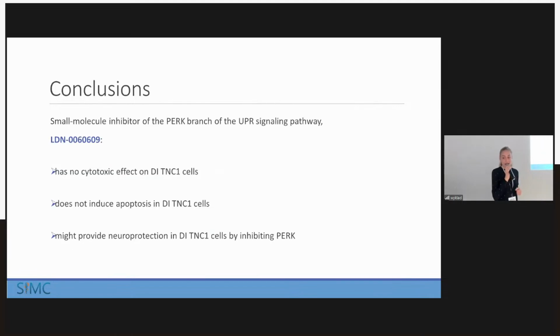Our conclusions are that the small molecule inhibitor of the PERK branch of the UPR signaling pathway, LDN, first of all, has no cytotoxic effect on DNT and C1 cells, does not induce apoptosis, and might provide neuroprotection in rat astrocytes by inhibiting PERK. So we may assume that this molecular target is a really novel treatment strategy against Parkinson's disease. Thank you for your attention.